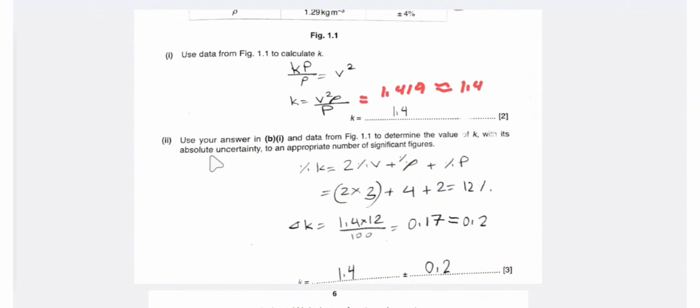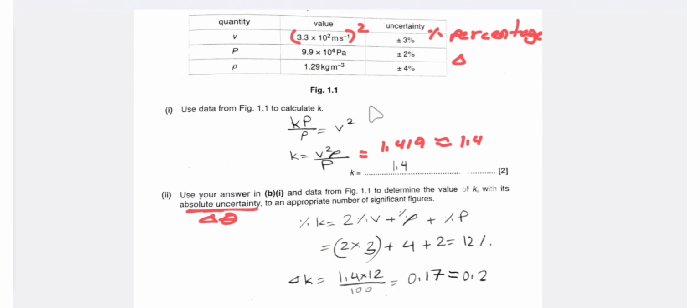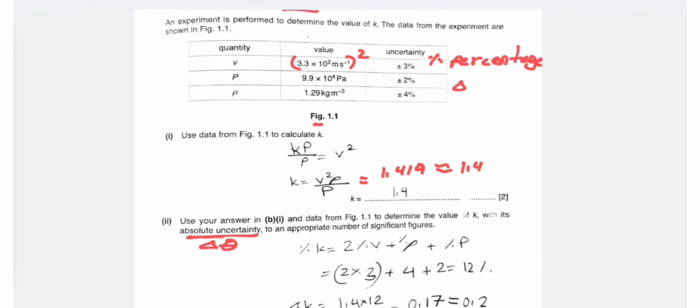Then use your answer from B1 and the data from figure 1.1 to determine the value of k with its absolute uncertainty to an appropriate number of significant figures. But in figure 1.1, we are given the percentage uncertainty, and we need to find the value of k and its absolute uncertainty.